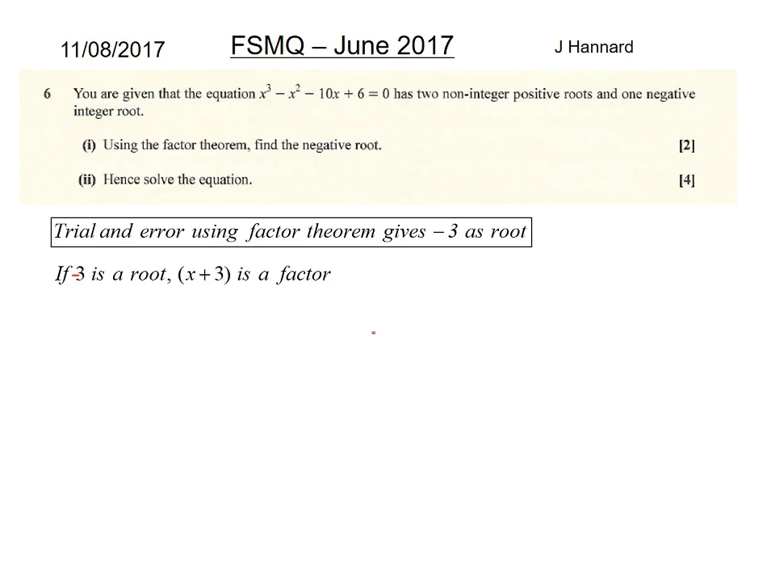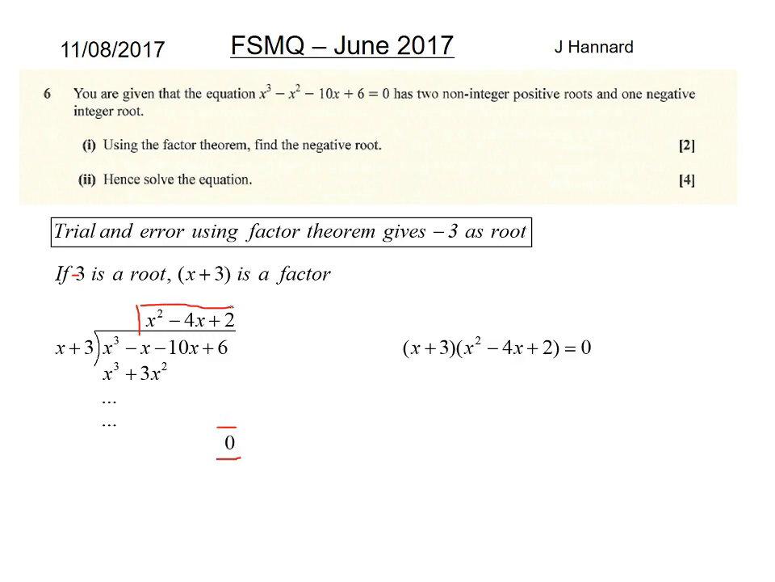is a factor. So we polynomially divide x plus 3 into the cubic, and we go through the motions. If you don't get 0 at the bottom, you've done it wrong, because what this does is find the remainder, and the whole reason it's a factor is because it has a remainder of 0. We get this quadratic at the top, and then we stick it next to the x plus 3, and that is it factorized.